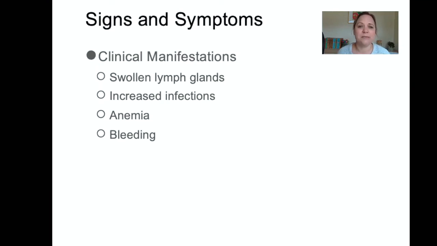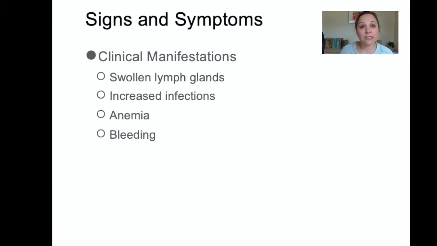Signs and symptoms are going to be things like swollen lymph nodes, lots of infections, getting sick easily because they don't have a fully functioning immune system and fully functioning B cells to ward off infection. You can see anemia if their red blood cells are impacted, and then bleeding as their platelets can be involved.